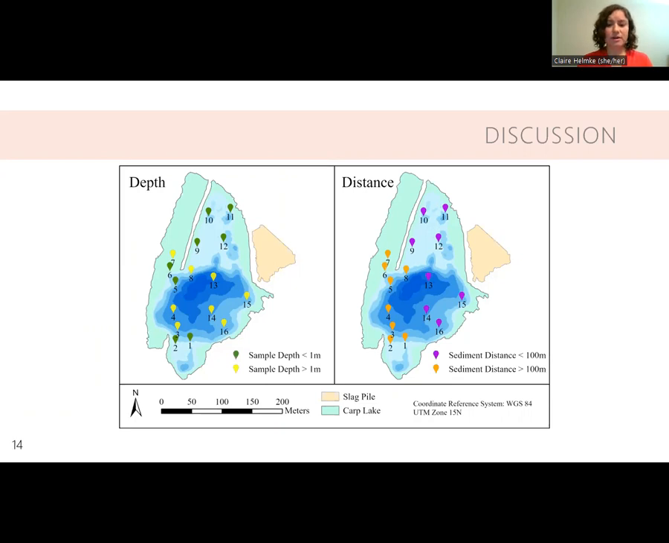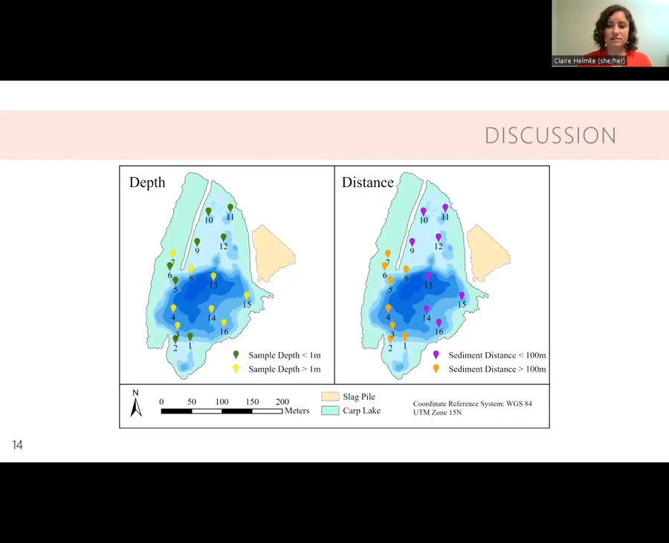The second test separated the samples into 2 equal groups of 8 again, those less than 100 meters from the edge of the slag and those greater than 100 meters from the edge of the slag. Our null hypothesis was that there would not be any difference in metal concentrations based on either depth or distance.